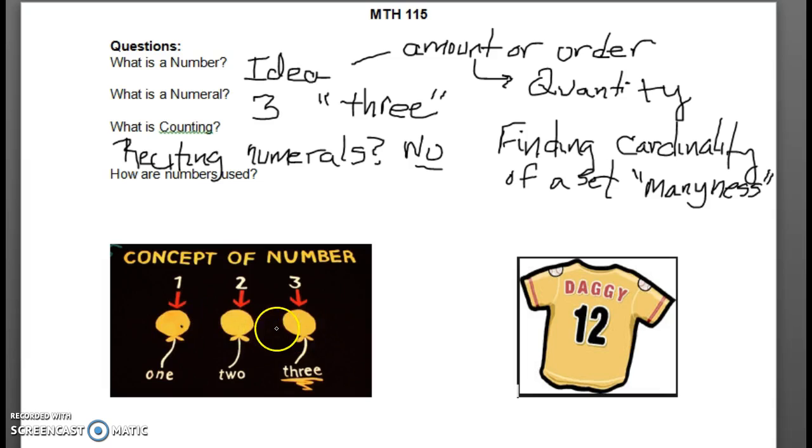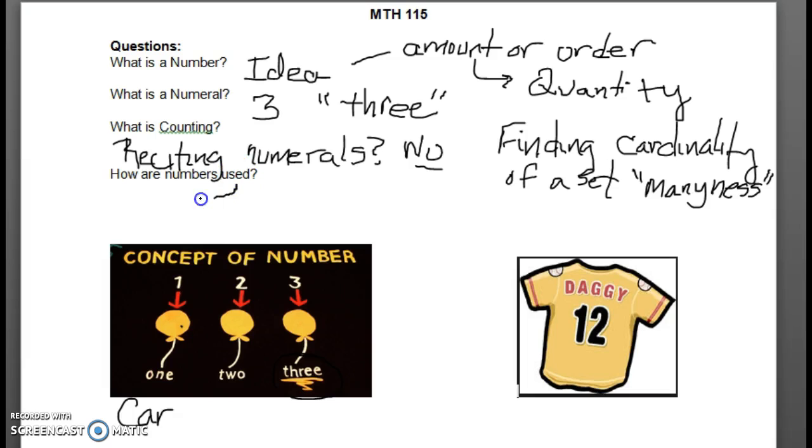So in order to count, a small child has to recite the numerals in order. They have to use one-to-one correspondence. But what's really imperative is that they figure out that the number they end on is the cardinality or the manyness of the set. Of course, a small child's not going to use the word cardinality, but they're certainly going to answer the question, how many? So that's one of our uses of numbers.